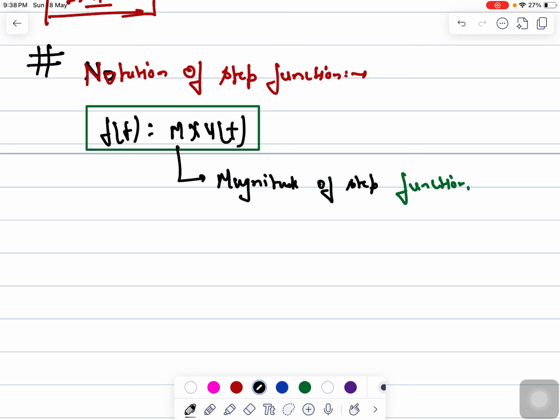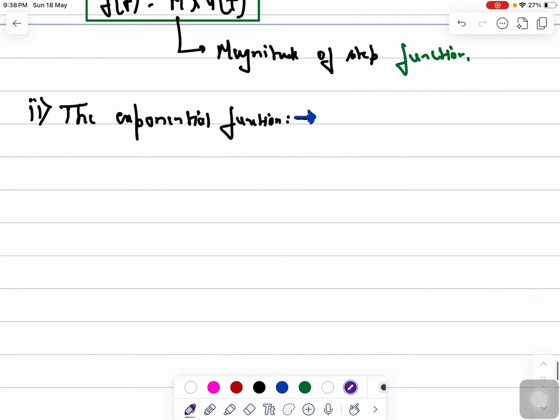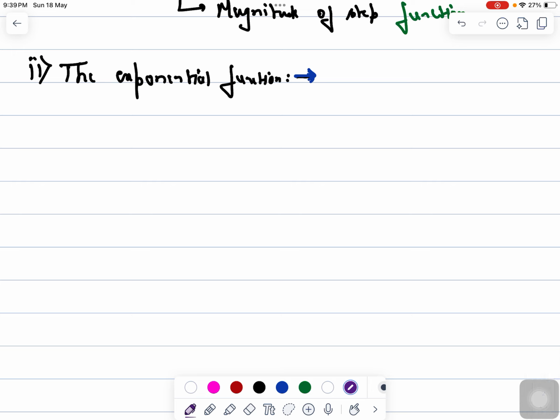Now coming to the second function, the exponential function. These are very fundamental things in process dynamics and control for chemical engineers, but this is very, very important, and this will build a good base for solving good problems in process dynamics and control.